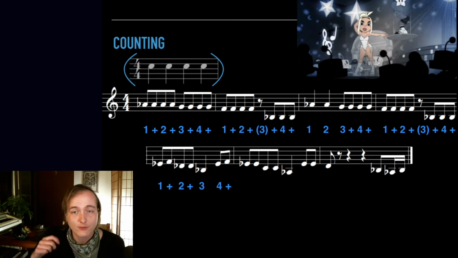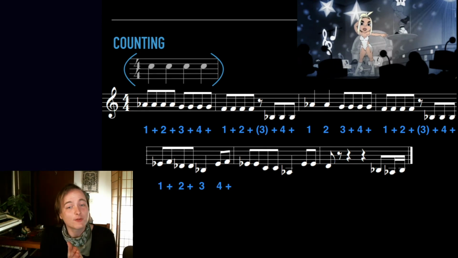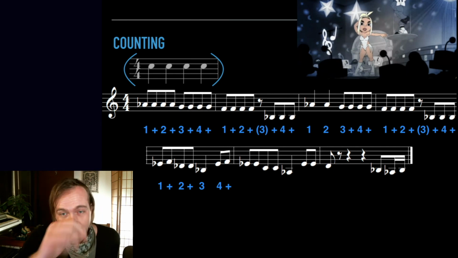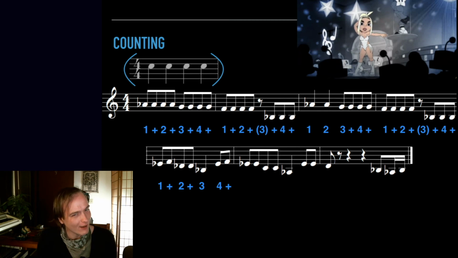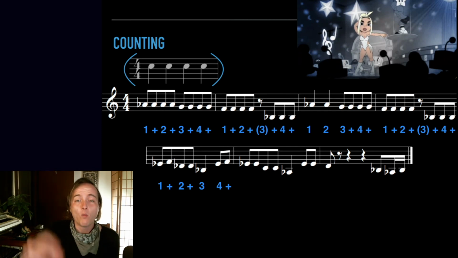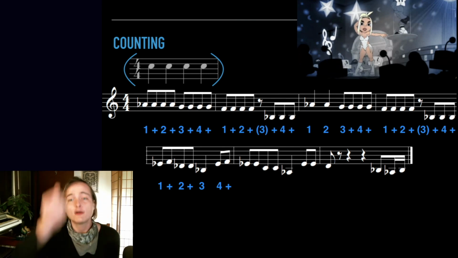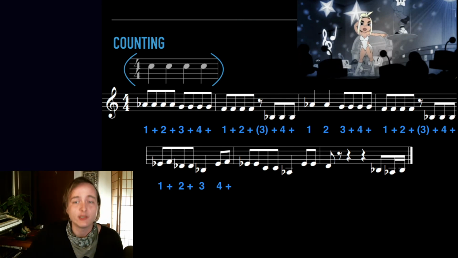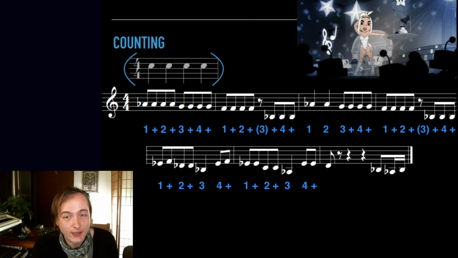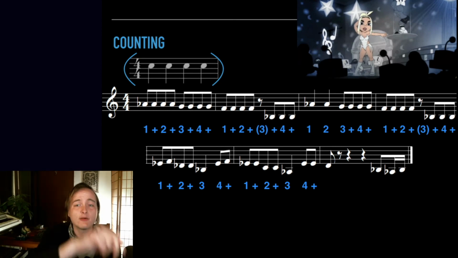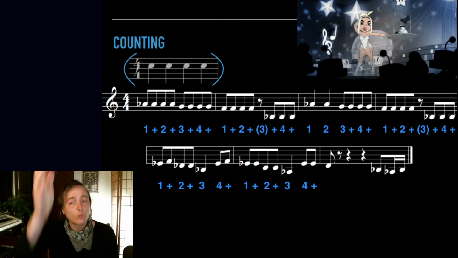1 and 2 and 3, 4 and... Because now 3 doesn't get an and. We pause now on 3, which is interesting because 3 was the thing that was left out before. But now we have kind of like the landing point on beat 3. 1 and 2 and 3, 4 and 1 and 2 and 3, 4 and 1. So you can see that those 2 are the same when I write out the counts.